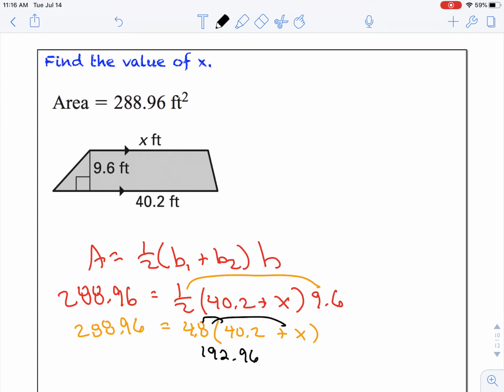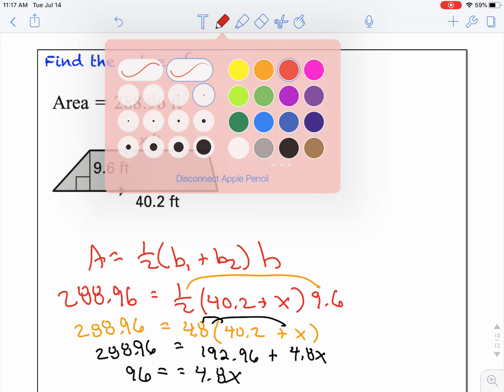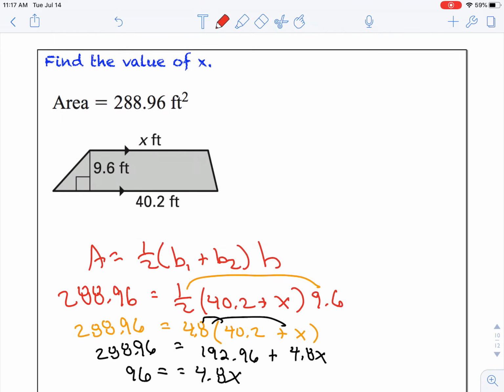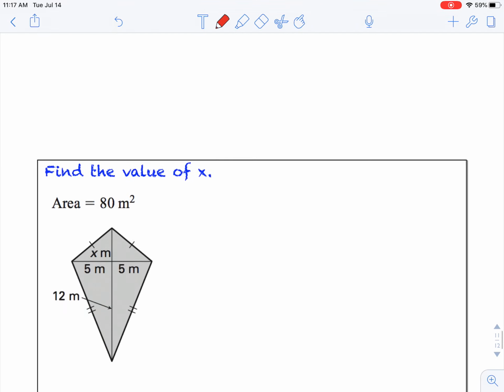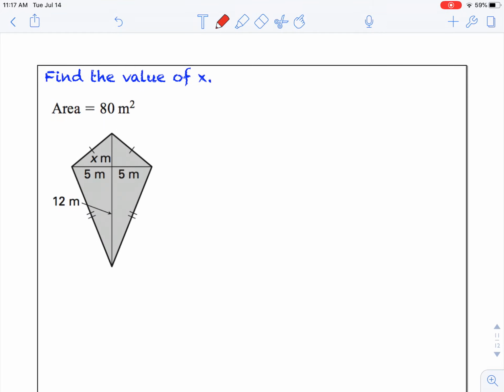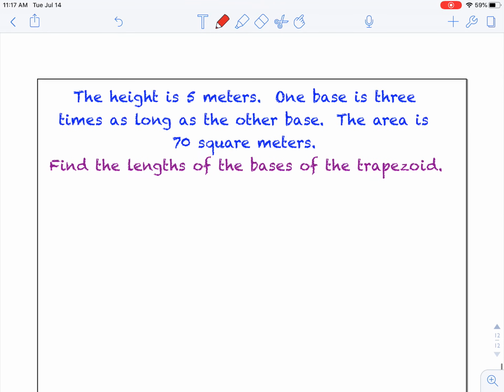Now what I need to do is the distributive property. So now I'm going to take 4.8 and multiply it times 40.2, which gives me 192.96 plus 4.8 times x is 4.8x. Now I'm going to have to subtract 192.96 from 288.96. And that gives me 96, so 4.8x equals 96. Now I'm going to divide 96 by 4.8, and that gives me 20. So x equals 20. That means this value right there is 20 in order to give me that area. So again, some of these get a little more complicated with the algebra at times, but just work your way through them.